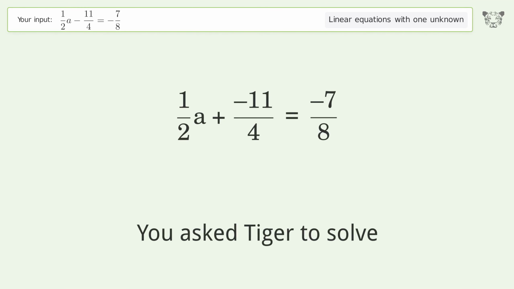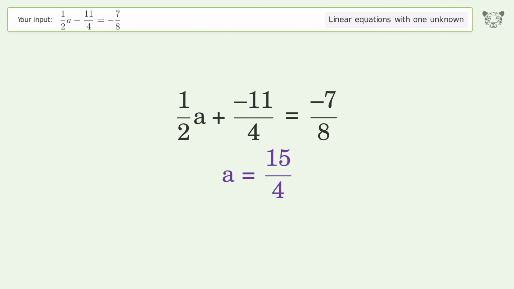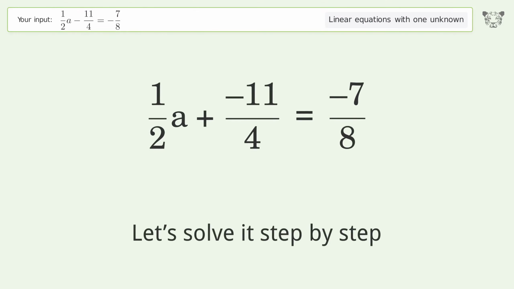You ask Tiger to solve. This deals with linear equations with one unknown. The final result is a equals 15/4. Let's solve it step by step.